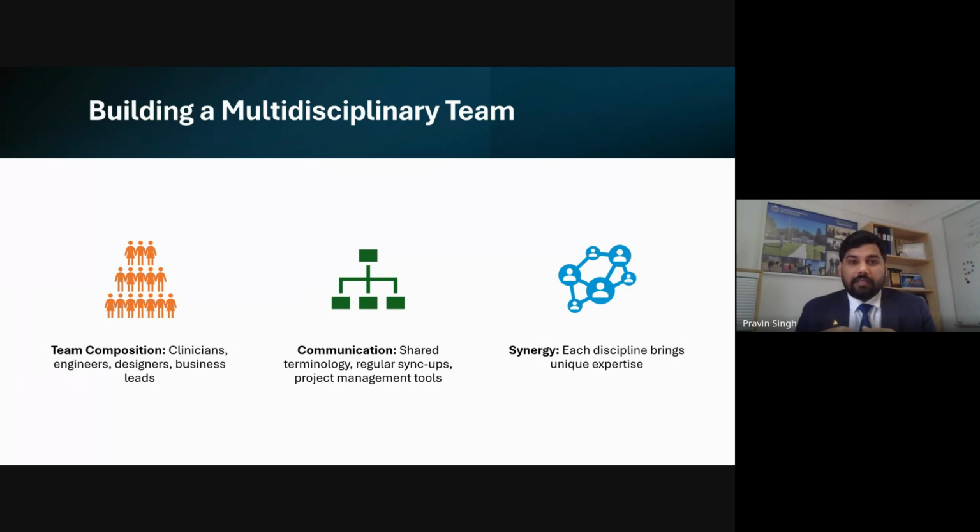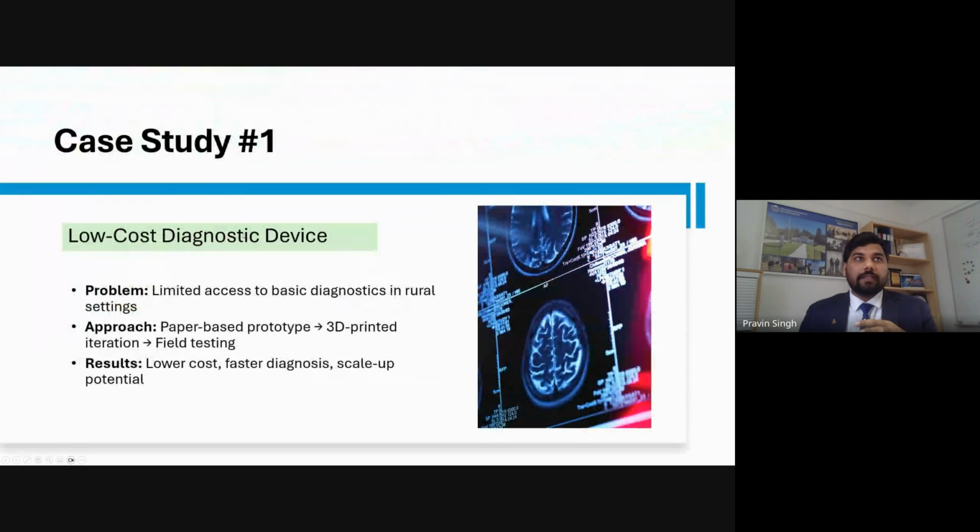And then the communication, where we share terminology, hold regular meetings, and form a consortium. We share the MOM, the minutes of meeting, take expert opinion, and use project management tools. This is very important. Then we go for synergy, where each discipline brings unique expertise. As an example of building a multidisciplinary team, a wearable ECG monitor project includes a doctor, a software engineer, and a hardware engineer. This type of team is required at each stage.